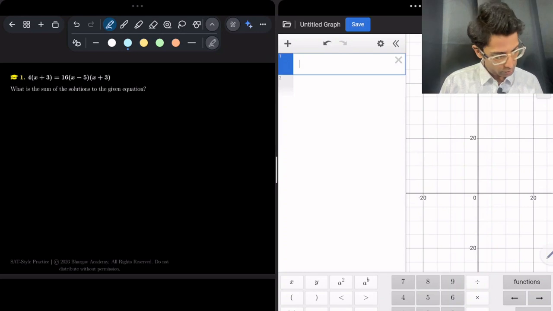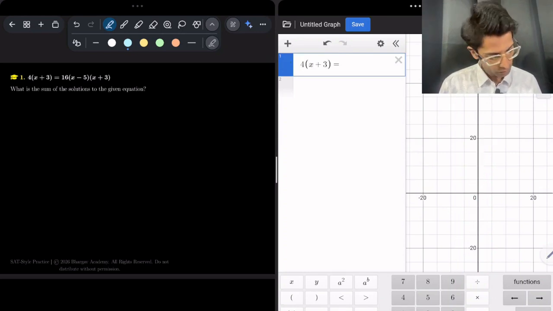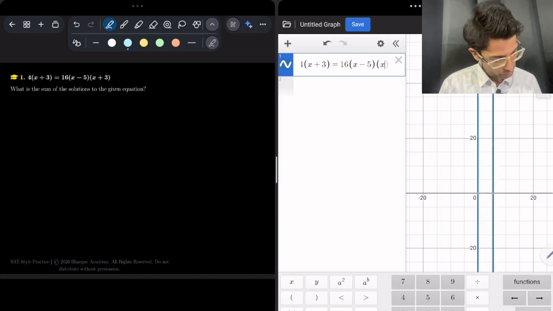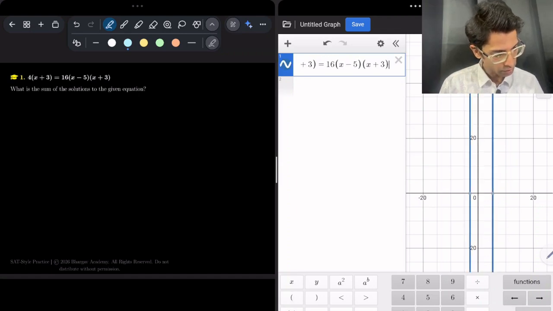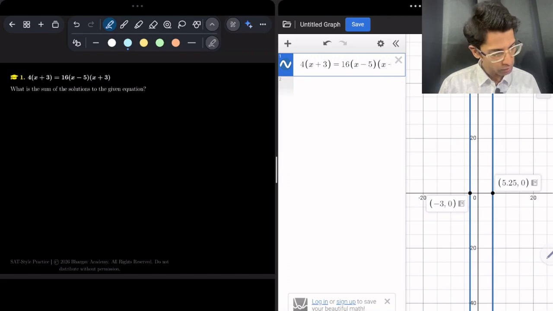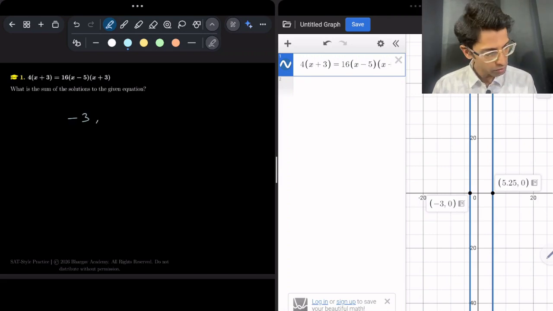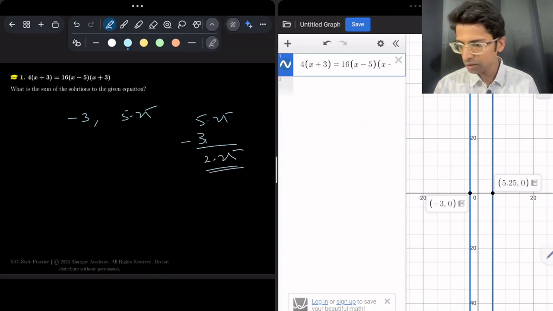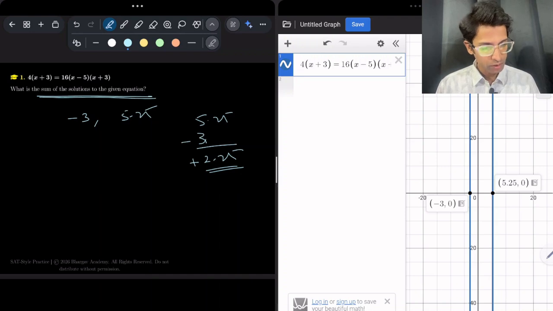So let me type it here. x minus 5 into x plus 3. So what do we have here? He's asking you the sum of the solutions. So minus 3 is one solution, another solution is 5.25. If I add them, I'll be getting 5.25 minus 3 is 2.25. So that is the solution, 2.25 is the sum of the solutions of the given equation. Let's go to the next problem.